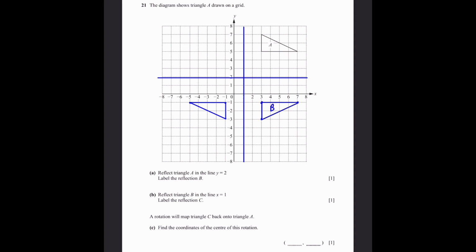Now part C. A rotation will map triangle C back onto triangle A. Find the coordinates of the center of this rotation. There's a property: when two lines intersect and these two lines have reflected a shape twice, the intersection point of these two lines will be the center of rotation. Here the point is x equals 1 and y equals 2, so the point is (1, 2). You can check it if you want. And by the way, you must label this triangle C.